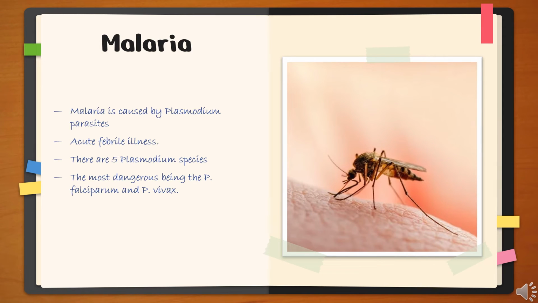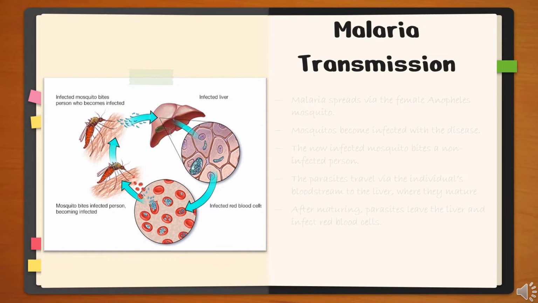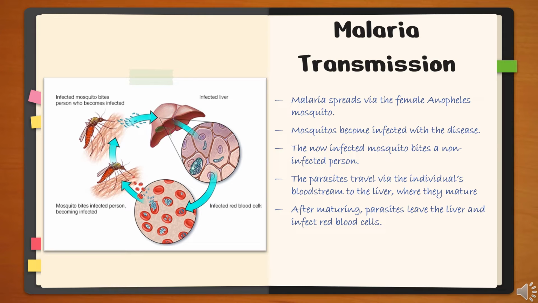Malaria is caused by Plasmodium parasites and is an acute febrile illness. There are 5 Plasmodium species that cause malaria in people. Malaria spreads via the female Anopheles mosquito. Mosquitoes become infected with the disease after biting an infected human. The mosquito that is now infected goes on to bite a non-infected person. The malaria parasites then enter this individual's bloodstream and are transported to the liver, where they mature. After maturing, parasites leave the liver and infect red blood cells.